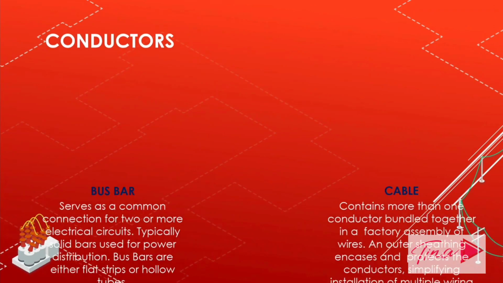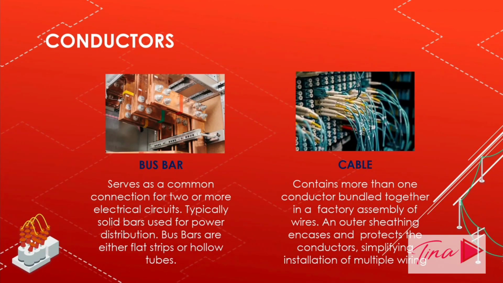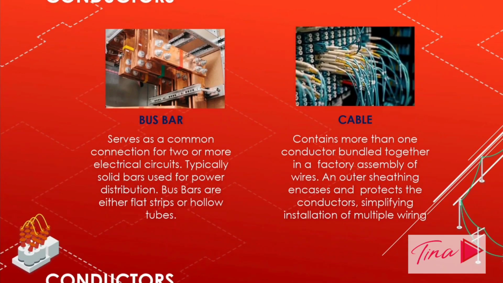Next is the bus bar. This serves as a common connection for two or more electrical circuits. Typically, solid bars used for power distribution. Bus bars are either flat strips or hollow tubes. Cable contains more than one conductor bundled together in a factory assembly of wires. An outer sheathing encases and protects the conductors, simplifying installation of multiple wiring.